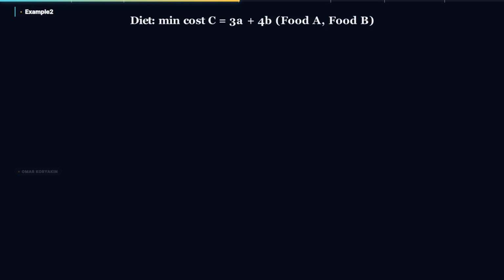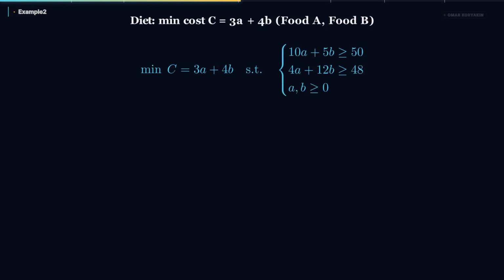Here is a second example illustrating a minimization problem. A nutritionist designs a diet using two foods. Food A costs $3 per unit and provides 10 units of vitamin and 4 units of protein per unit. Food B costs $4 per unit and provides 5 units of vitamin and 12 units of protein per unit. The diet must provide at least 50 units of vitamin and 48 units of protein.